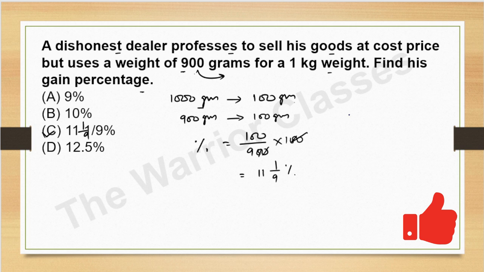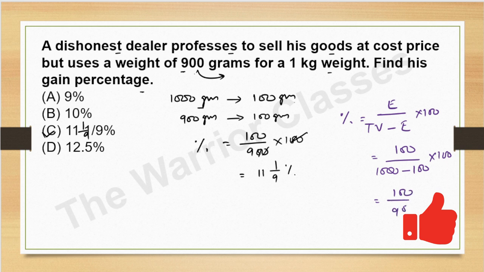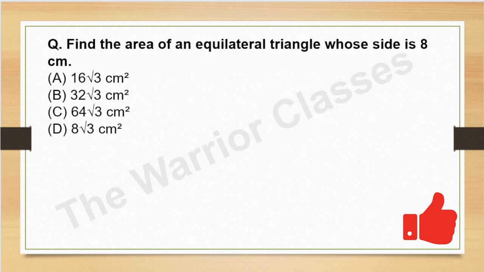Now the tricky method. The gain formula will be error divided by true value minus error, multiplied by 100. So error here is 100 gram and true value is 1000 gram, right? True value minus error is 900. So 100 divided by 900 multiplied by 100, and the answer of this will be 11 1/9 percent, right? Now the question here is: find the area of an equilateral triangle whose side is 8 centimeter.